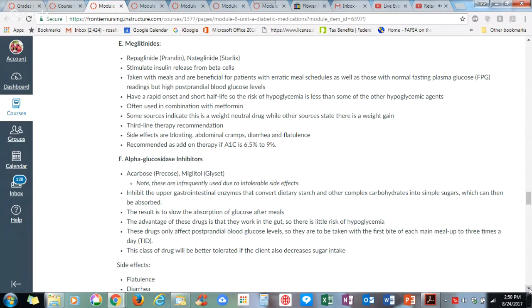Some sources indicate this is a weight-neutral drug, while other sources state there is weight gain. Third line recommendation. Side effects: bloating, abdominal cramps, diarrhea, flatulence. Recommended as add-on therapy if A1C is 6.5 to 9%.